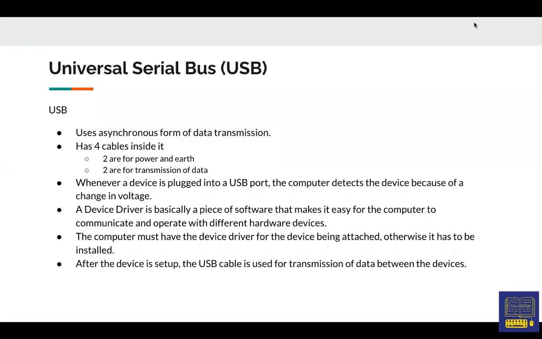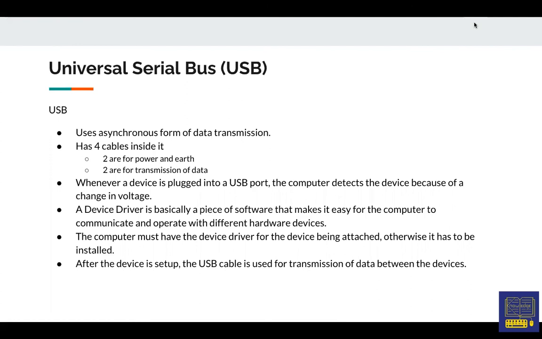All right, so now we come to universal serial bus. We've seen what the asynchronous form of data transmission is, that we send a bit of data, then we wait, and then we send the next packet. So USBs, I'm sure all of you must have used it at some point in time. That basically uses asynchronous form of data transmission. A USB has 4 cables inside it. 2 are for power and earth, essentially 1 for power, 1 for earth, and 2 are for the transmission of data.